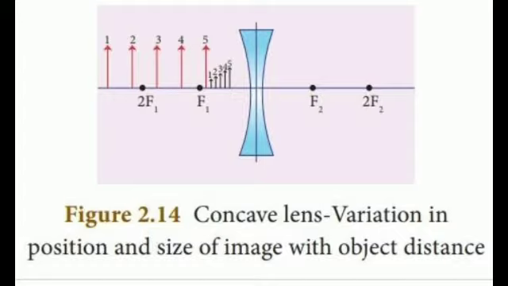But as the distance between the object and the lens is decreased, the distance between the image and the lens also keeps decreasing. Further, the size of the image formed increases as the distance between the object and the lens is decreased. This variation is shown in the figure, with images 1, 2, 3, 4, 5.